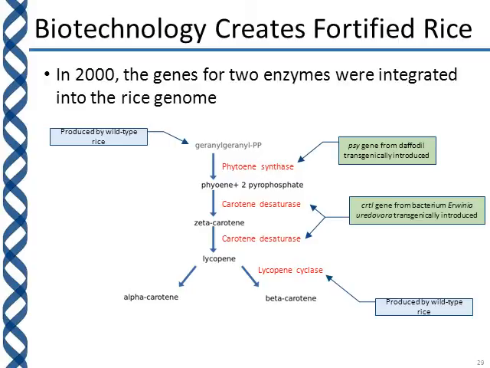Here you're adding the carotene desaturase, which catalyzes two of the key steps for the conversion to lycopene. And the last step, the lycopene cyclase, is naturally produced within these wild-type rice. So by simply integrating two genes, one from a daffodil and one from a bacterium, you can now enhance the production of beta carotene within rice.